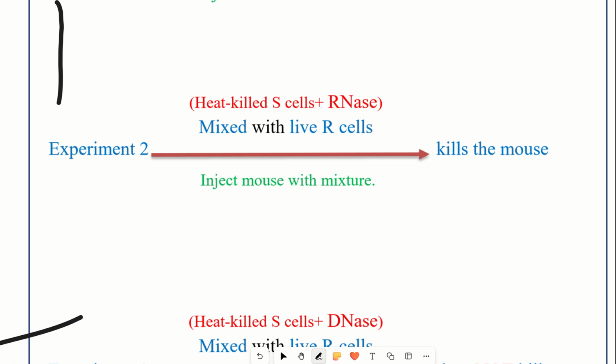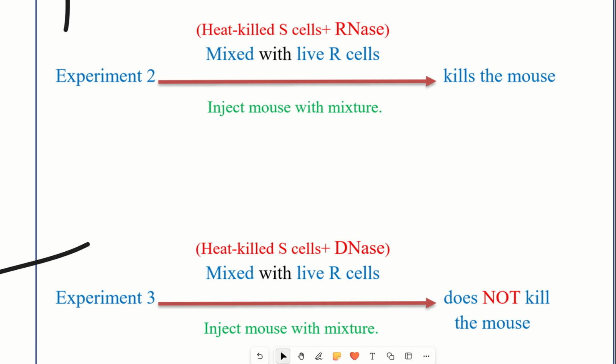Then in experiment 2, he added RNase. So this time the heat killed S cells do not contain RNA, but protein and DNA are there. RNase is an enzyme that destroys RNA, DNase is an enzyme that destroys DNA, and protease is an enzyme that destroys protein. Then he mixed it with the live R cells and injected the mixture. The mouse will die. So till now, neither protein nor RNA are the hereditary material.